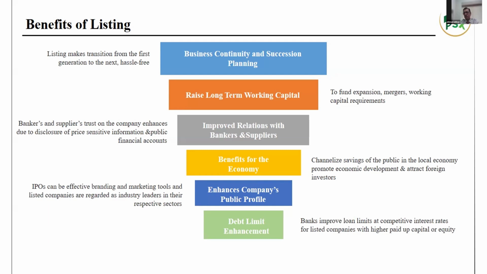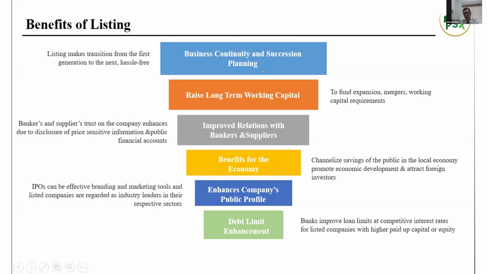And then you'll have improved relationships with the bankers and the suppliers, because whenever a company is listed, the compliance and transparency become an important factor for banks and other suppliers to decide whether to do business with you or not. And obviously, there is a benefit for the economy in the long run. People can channelize savings of the public and promote economic development. Investors can invest in companies and make money.